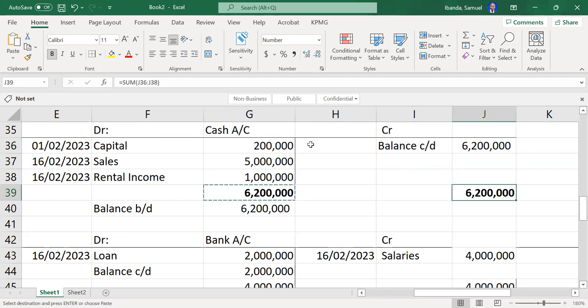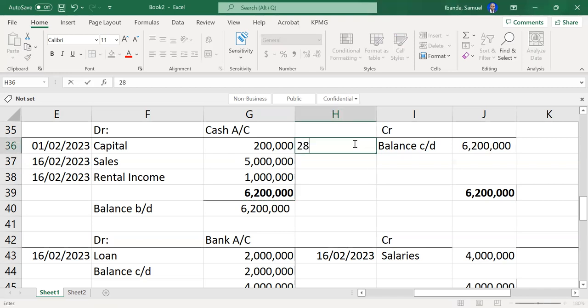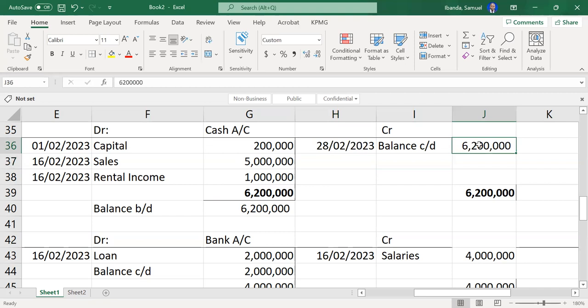So if you want to give these debts, which is okay, you're going to have to record this on the last day of the month. If these were transactions for February, this year's February ends on the 28th. So the last day of the month will be 28/02/2023. So that's what you give your balance carried down.